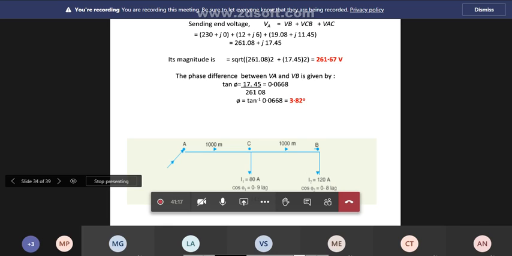Now what is the sending end voltage in magnitude? Square root of 261.08 square plus 17.45 square, that is 261.67 volts. Now the phase angle between VA and VB is tan inverse of imaginary part by real part. That value is 3.82 degrees. These two problems are very, very important.